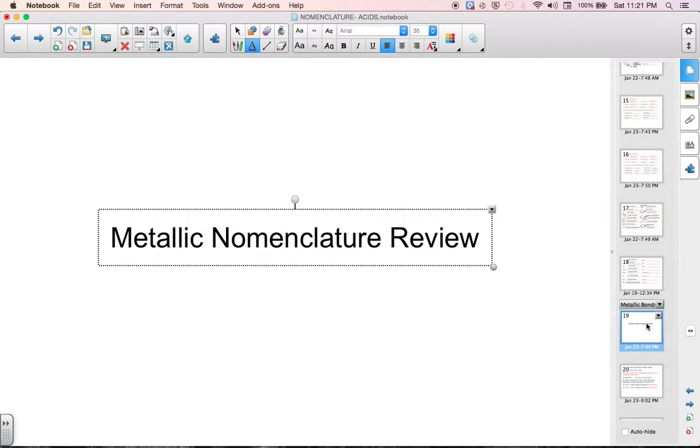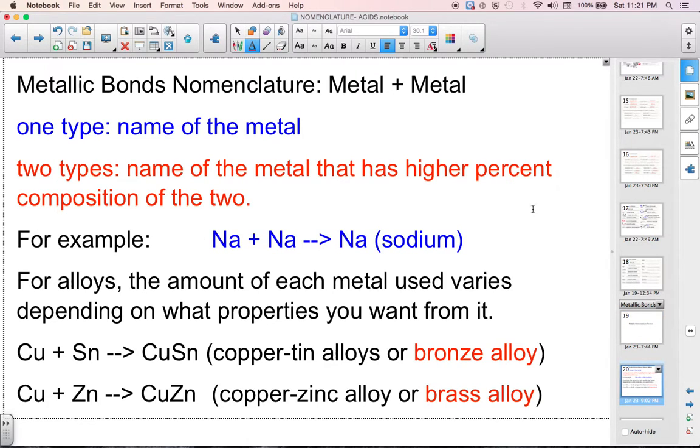So the only thing left for us to review quickly is metallic nomenclature review. In metallic bonds, you are going to have a metal and another metal. Though if there's only one type of metal bonded to itself, then I'm just going to use the name of the metal that I'm using. If there are 2 types, then I'm going to name the metal that has the higher percent composition of the 2, and I'm going to use the word alloy.